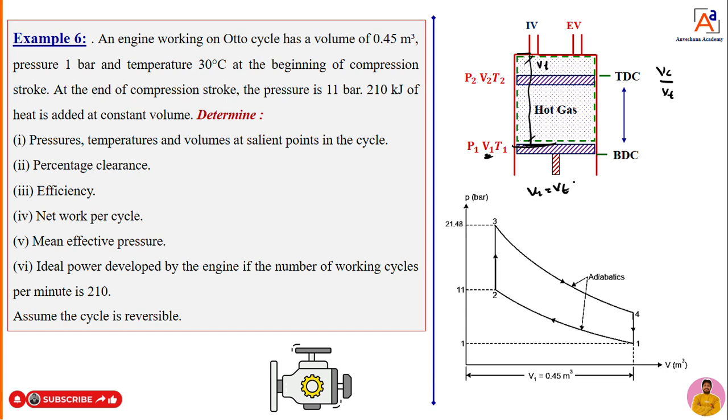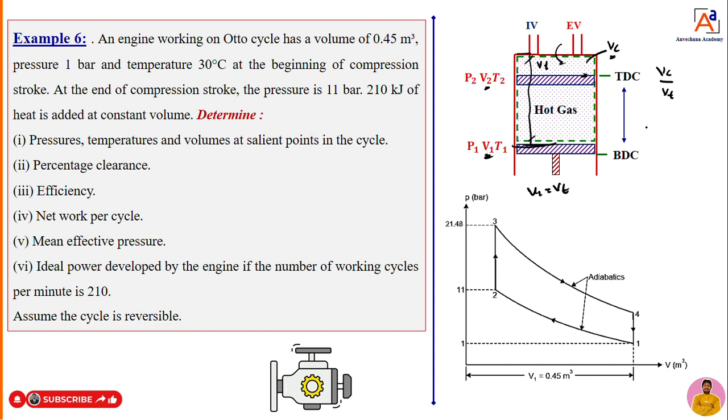Our total volume. Once the piston reaches TDC, the air-fuel mixture gets compressed. That volume we can call this volume. Assume that if the piston reaches TDC, we are going to get one more volume. That means when the air-fuel mixture gets compressed, that volume I can call a compression volume, or we can call it a V2 volume.